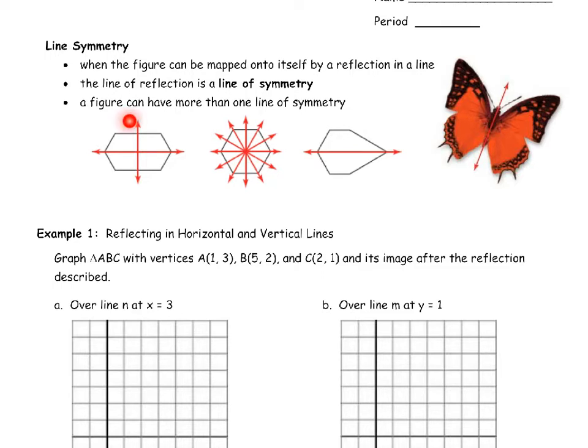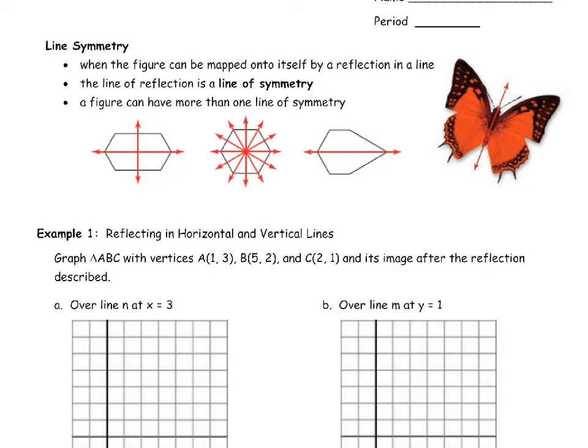Line symmetry is when a figure can be mapped onto itself by reflection in a line. So the line of reflection is a line of symmetry. A figure can actually have more than one line of symmetry. So in this first figure here, imagine I only have this vertical line. If I were to draw that vertical line and fold this in half on top of each other, the sides match up. So I can do that in the vertical direction, and then you can also do it the horizontal version because, again, if I were to actually fold it, those two halves would line up one right on top of the other.